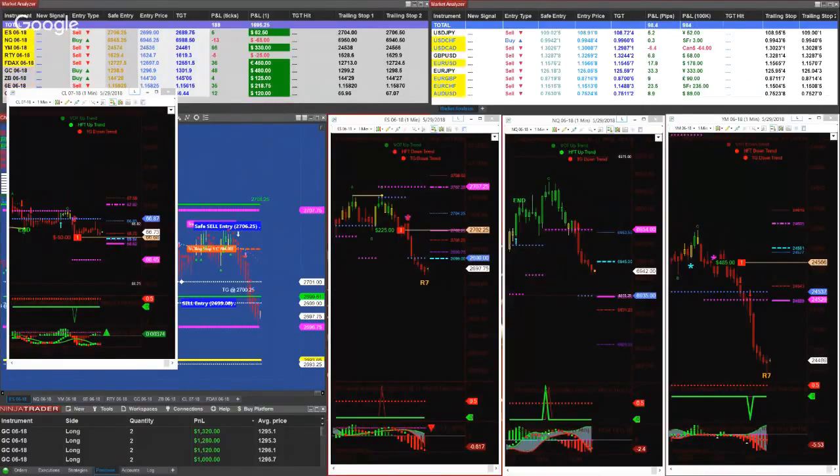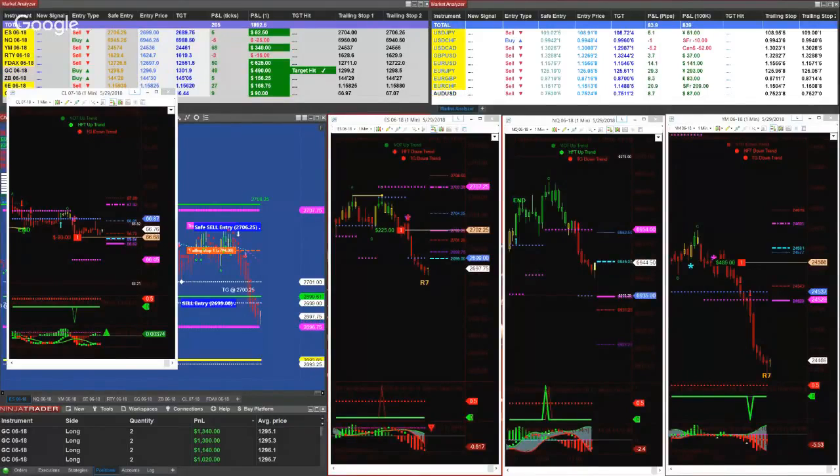Okay, we have a reversal. We have a reversal on the NASDAQ. A reversal says R7 on the YM. This is a warning sign, and a reversal on the ES. This is a very good option if you want to close your position with $750 in profit. This is a reversal.